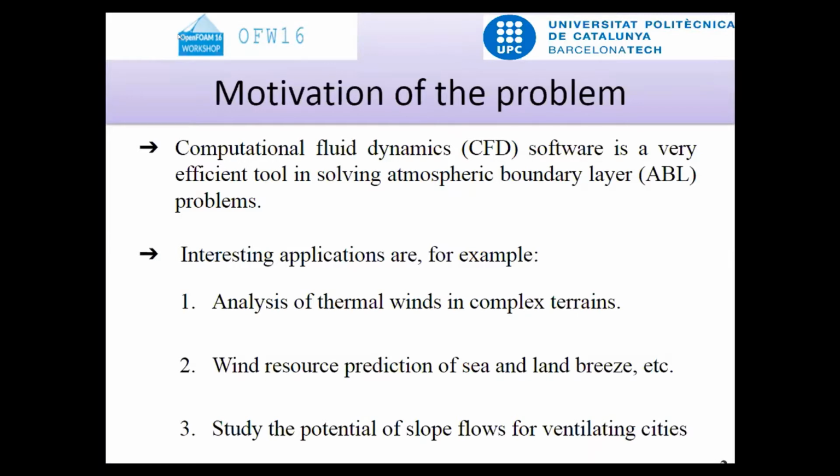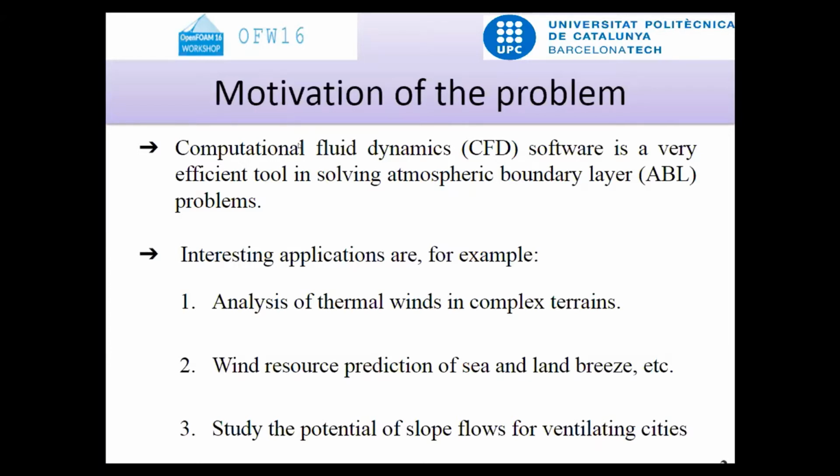So basically, there are certain applications: analysis of thermal winds in complex terrains, wind resource prediction of sea and land breezes, and even ventilating cities. These are some interesting examples of the atmospheric boundary layer.